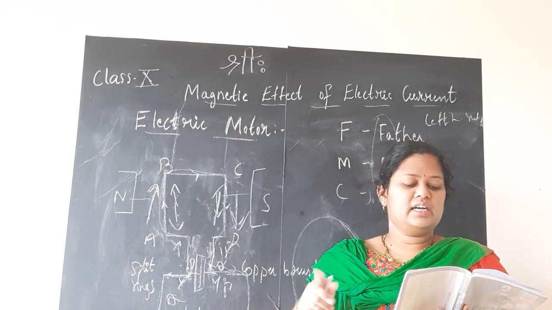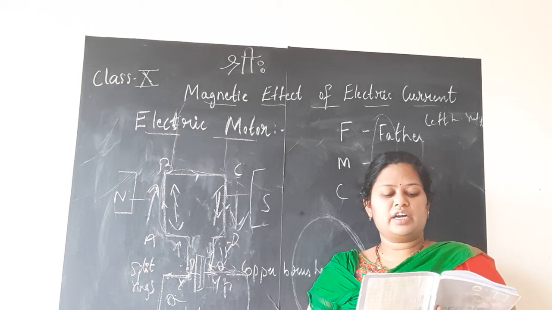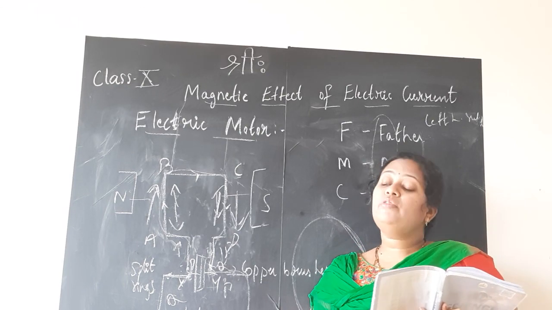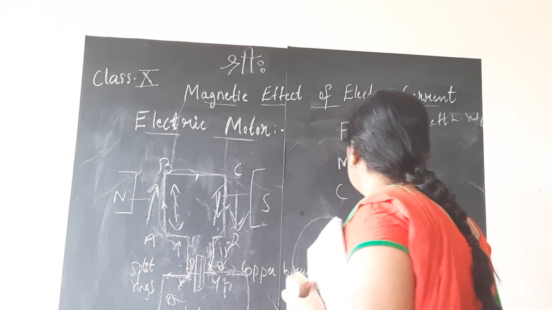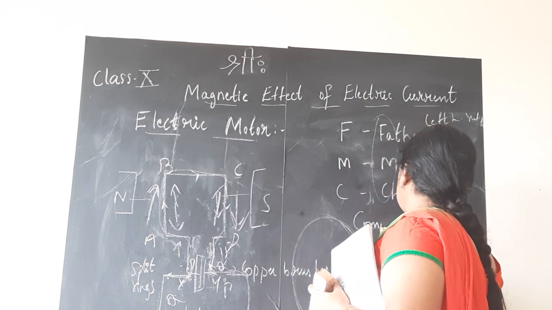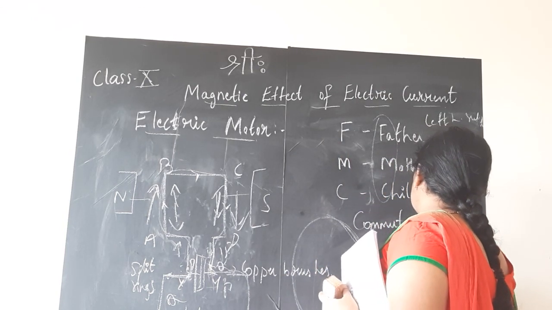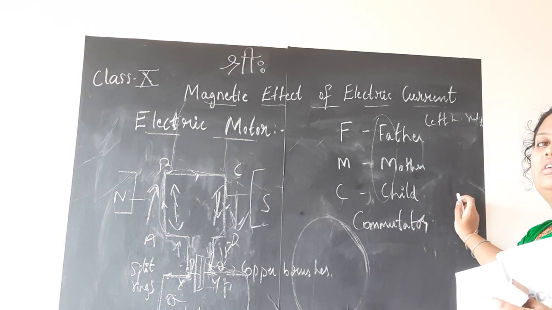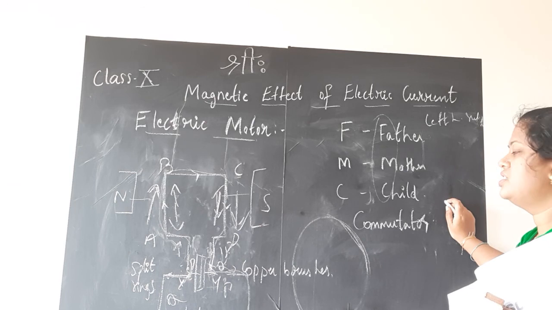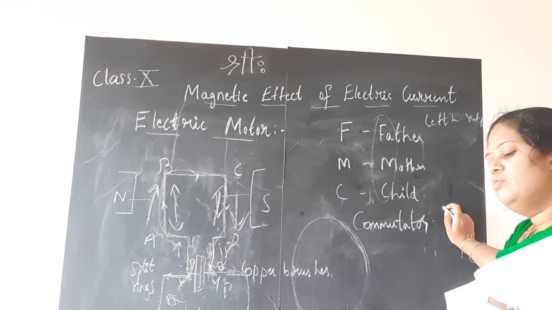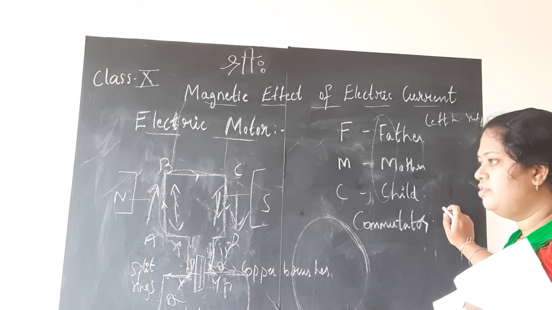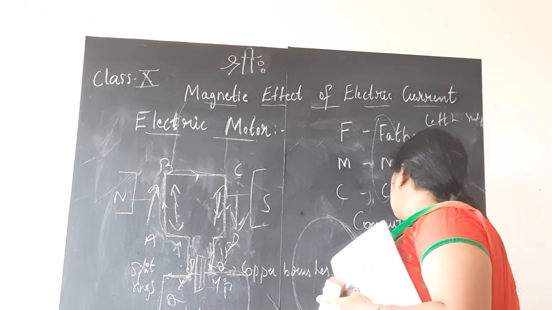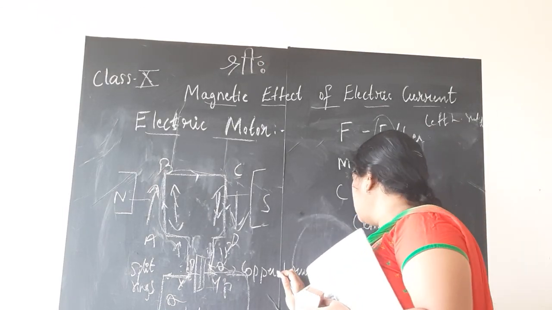So a device that reverses the direction of flow of current through a circuit is called the commutator. Yes, this is very important. So you have been learning about various devices, children. You have learned about the rheostat, which is the device used to vary the resistance. We know ammeter, voltmeter, resistor, rheostat, everything. Now we are learning one more device that is called the commutator.